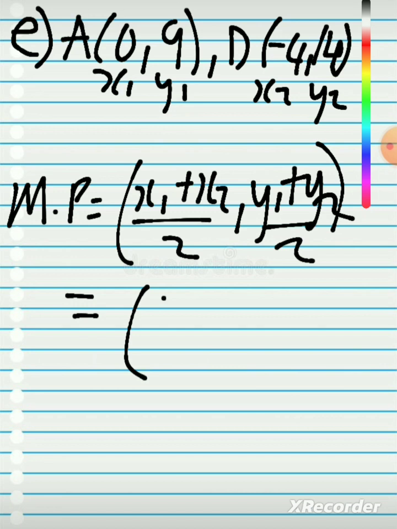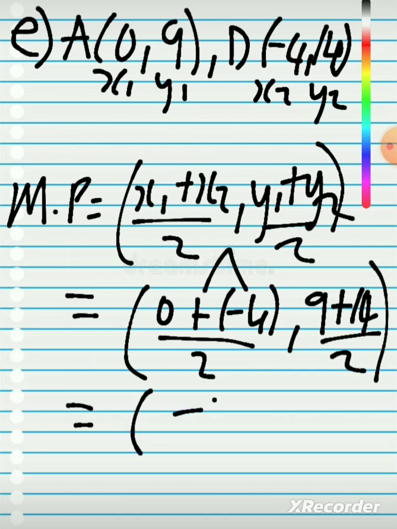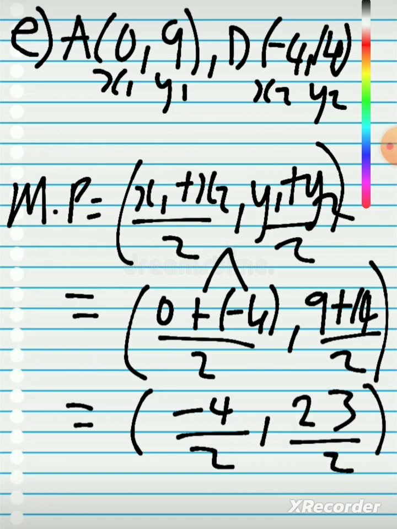Okay, so what's our x1? 0 plus x2 -4, over 2. Then what's our y1? y1 is 9 plus 14 over 2. Okay, so it's going to be 0 plus -4, so we'll just write -4 there. 9 plus 14 is going to be 23 divided by 2. So -4 divided by 2 is -2, comma 23 over 2.